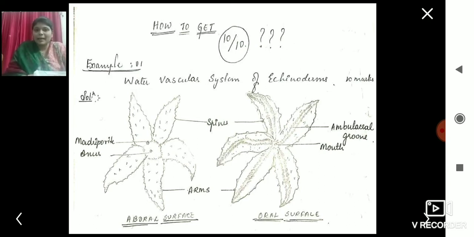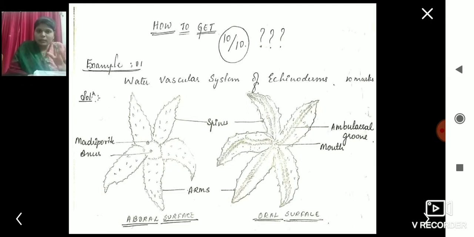This is one of the best examples that I have taken today. For the example, the same question that I have taken: water vascular system of echinoderms. This will be for a 10 marks explanation. So here I have drawn two diagrams. For 5 marks I had drawn only the water vascular system directly. But when you need to answer for 10 marks, something extra needs to be there, and you will have to explain completely in detail.